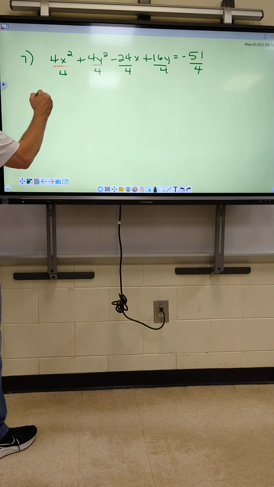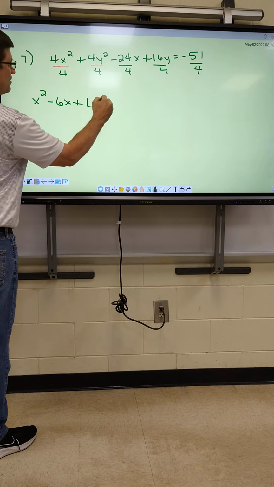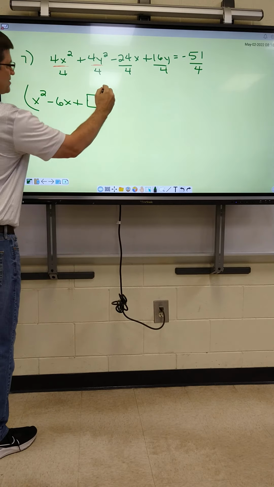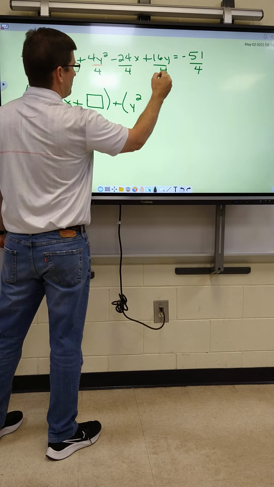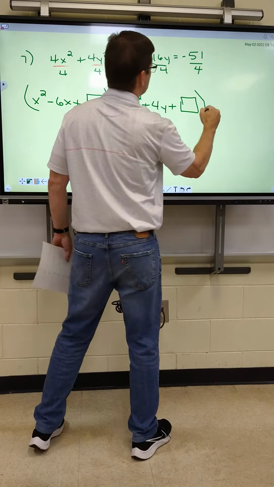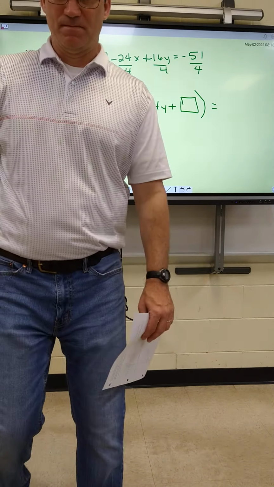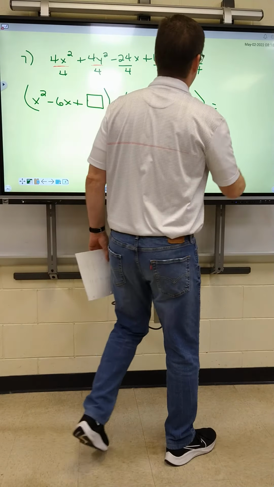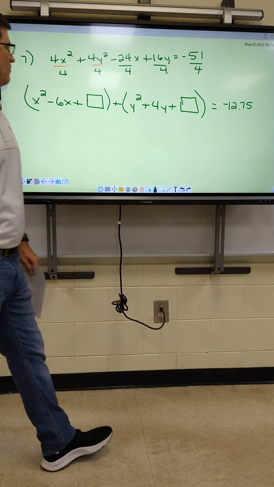All right, so y'all should have x squared minus 6x in your box. For the y's, we got y squared, 16 divided by 4 is 4, in your box there. Somebody help me. What's negative 51 divided by 4 equal? Negative 12.75. Is that correct? Yes. All right.